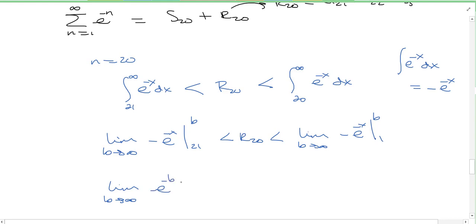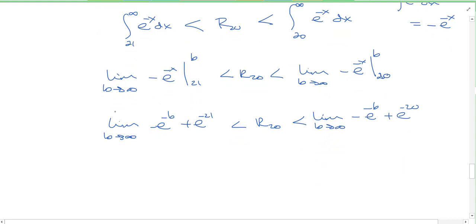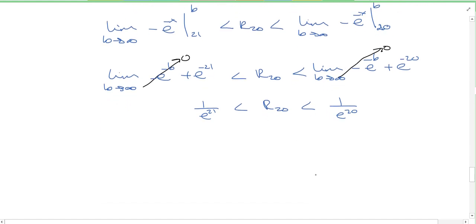When you plug it in, you're going to have negative e to the minus b plus e to the minus 21 less than the remainder, less than negative e to the minus b plus e to the minus 20. Now, as b goes to infinity, the e to the minus b terms go to 0. So we're left with 1 over e to the 21 less than R20 less than 1 over e to the 20. You can put that in your calculator and see how small our remainder is.